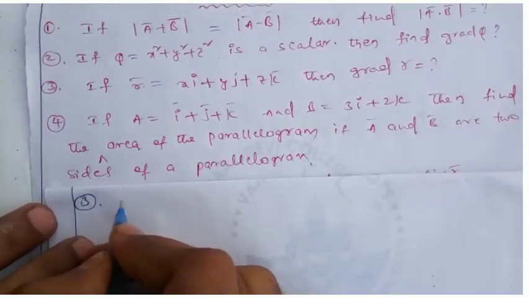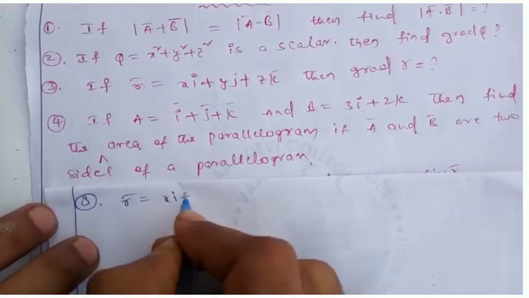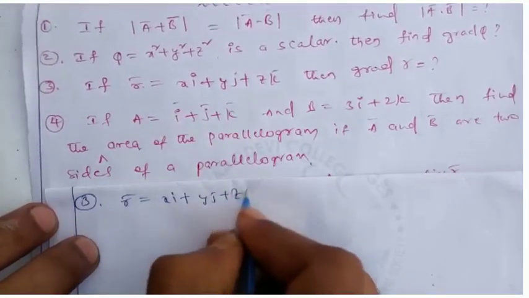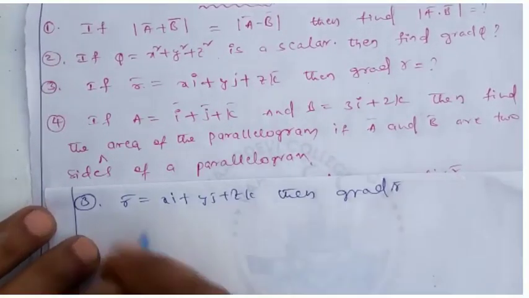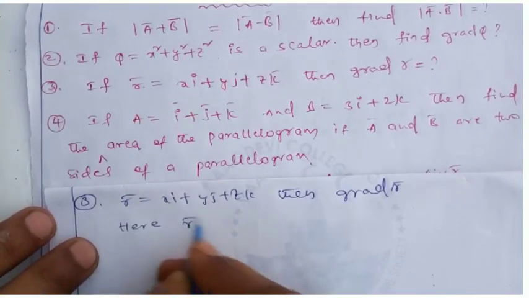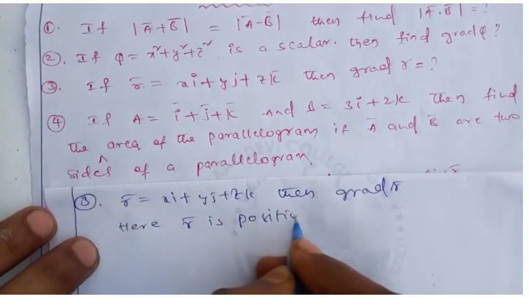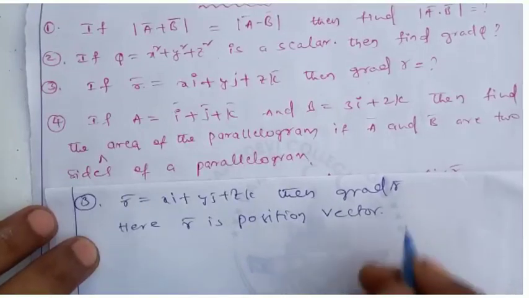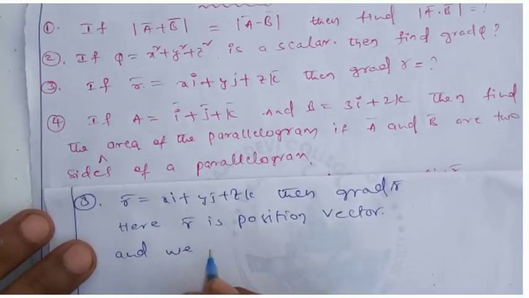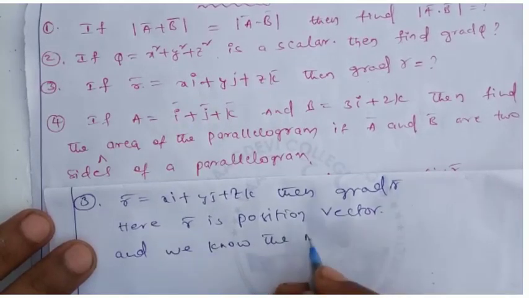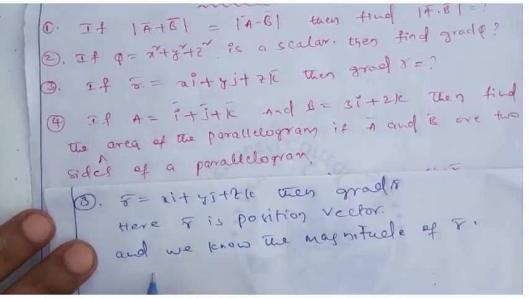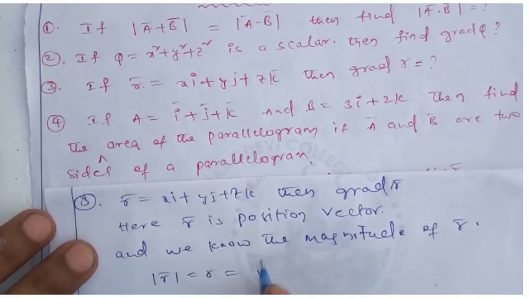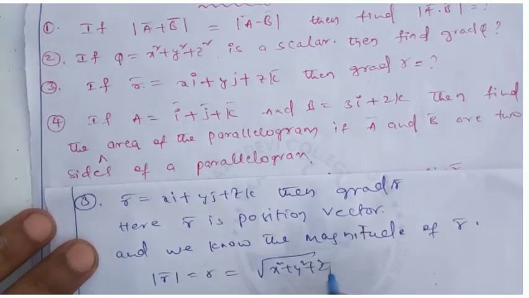The next question: given that r bar is equal to x i plus y j plus z k, we need to find gradient of r. Here r bar is a position vector, and we know the magnitude of r bar, that is modulus of r bar is equal to r is equal to under root of x square plus y square plus z square.